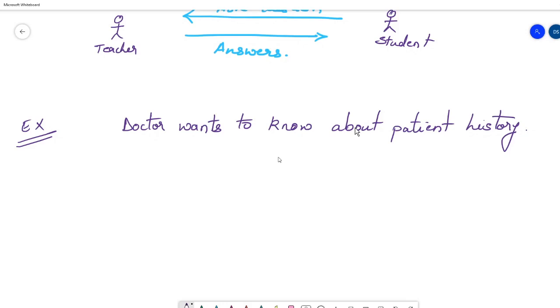So just note down these questions and start drawing these diagrams.